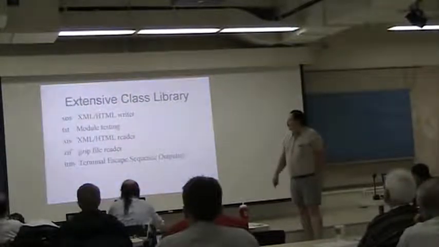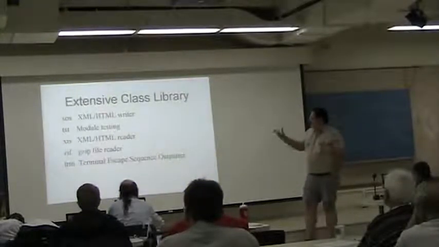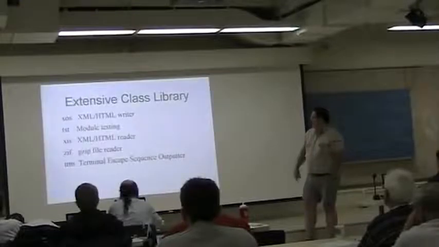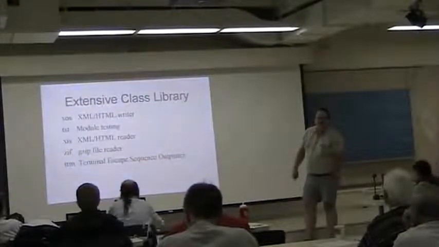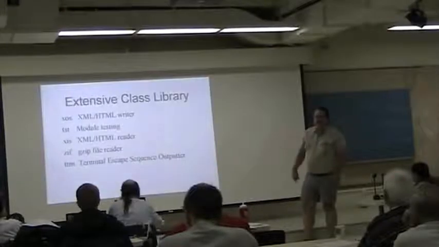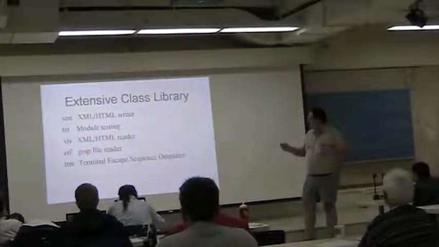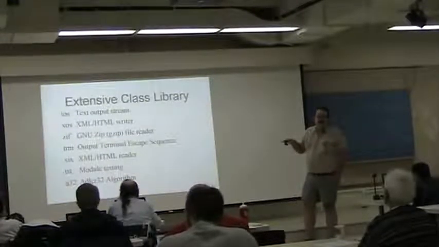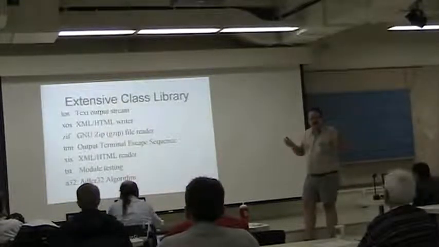There's an XML, HTML writer, so you can do web pages with it. Well, obviously, there's module testing, and you can also read HTML and parse it out. Also, if you run with Linux, there's a thing called gzip, which is a compressor, uncompressor. And if you want to output escape sequences so that you can place a cursor on a screen, change attributes, things like that. There's also an output stream and an input stream, so that all you have to do is just basically create an input stream, and you just say, I just need to read so much from it, and the interface is already there.